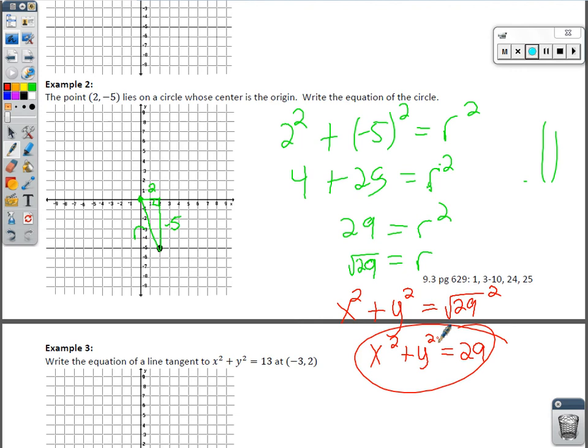You should be able to do part of the homework on the bottom of the page here. So before you go on to the next video, I would suggest you do 1, 3 through 10, 24, and 25.